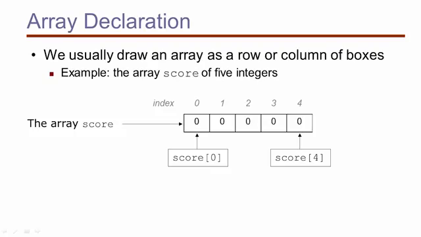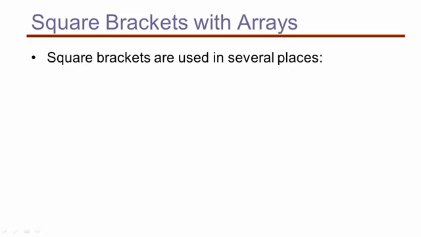A common way to visualize an array is to draw a row or column of boxes and label each box with its index. The index of the first element is always 0. The index of the last element is always the size of the array minus 1. Note that square brackets are used in several different places and in different ways when dealing with arrays.